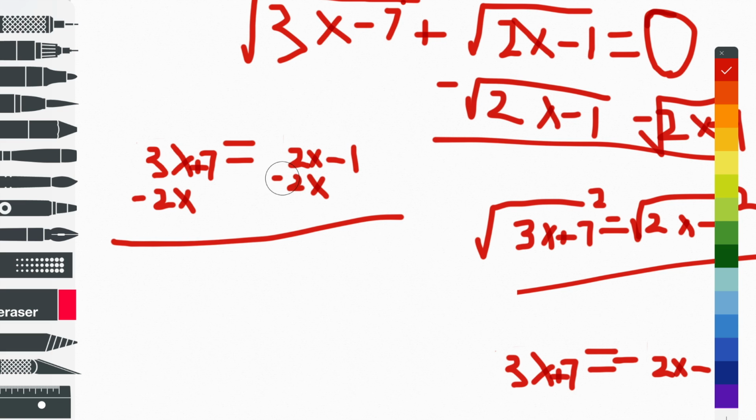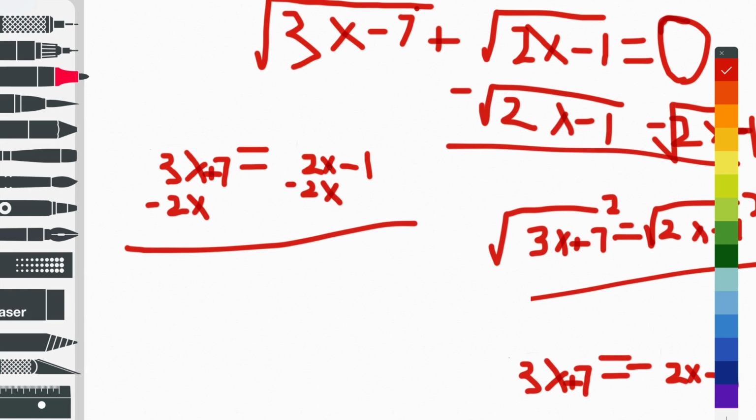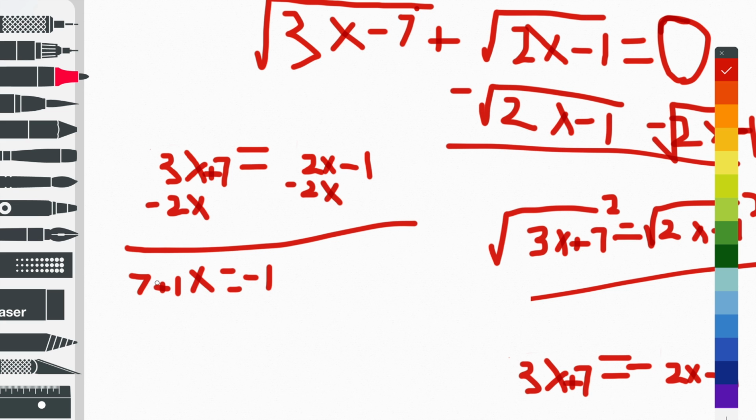So 2x minus 1 minus 2x, and we got rid of that negative sign when we squared it, right? So 3x minus 2x is 1x, and 2x minus 2x is 0, so it's x minus 7 equals negative 1. And you don't even need this 1x, so let me just erase that. Okay, so x minus 7 is equal to negative 1.